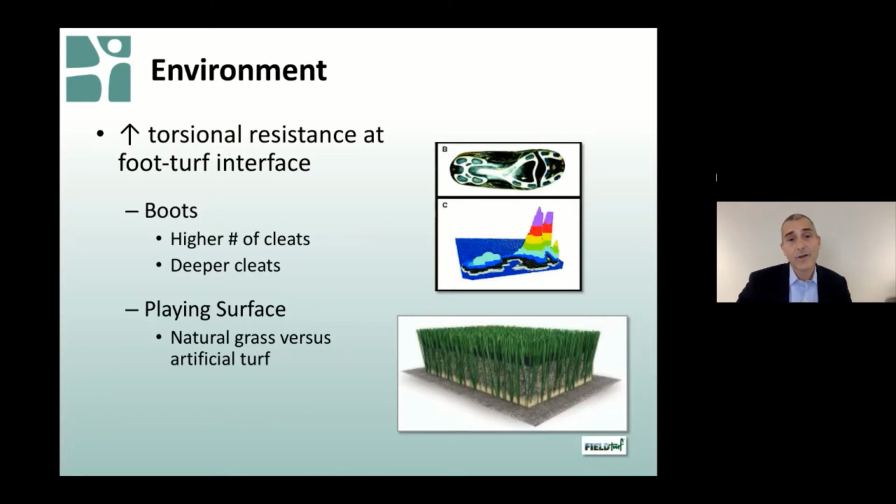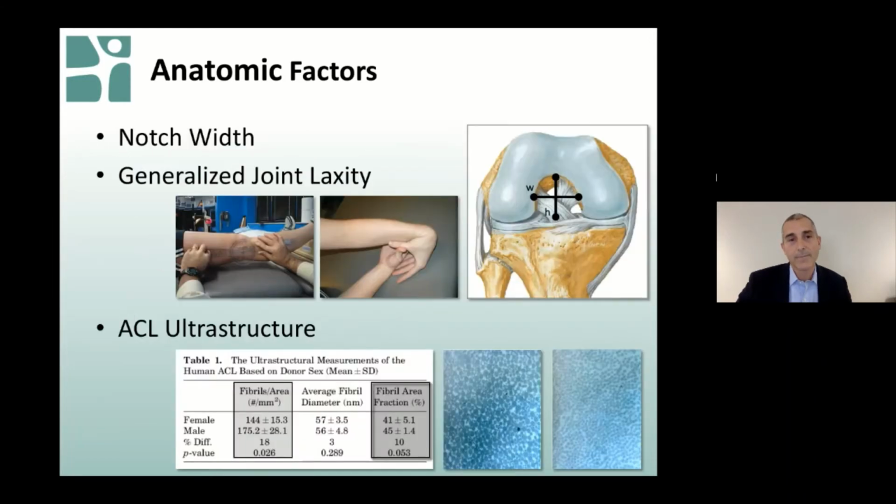The playing surface is also important. Natural grass is typically safer than most artificial turf surfaces, although the most modern generation of field turf has become better at decreasing the torsional resistance between your foot and the ground.